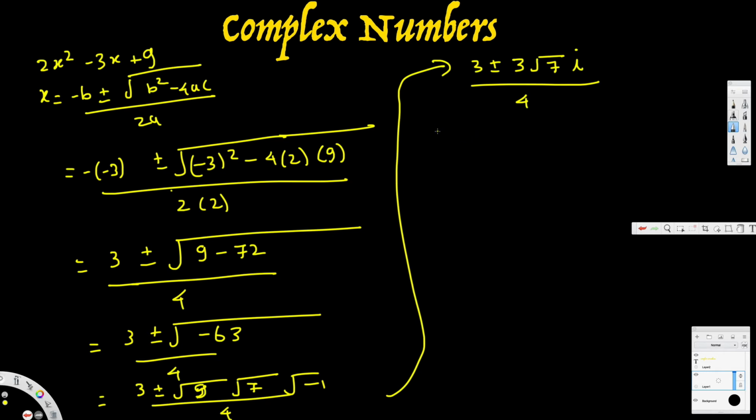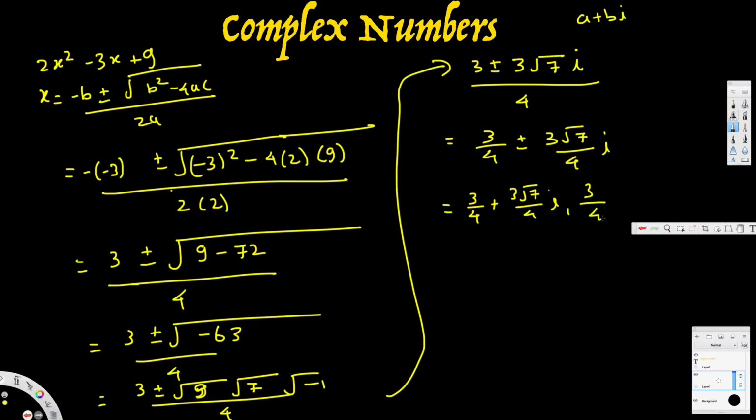Now we can write it in standard form, that is a plus bi form: 3/4 plus or minus 3 square root of 7/4 times i. We cannot simplify this further, so we keep it as it is. So we have two answers: 3/4 plus 3 square root of 7/4 i, and 3/4 minus 3 square root of 7/4 i. We have two answers, and that's it.